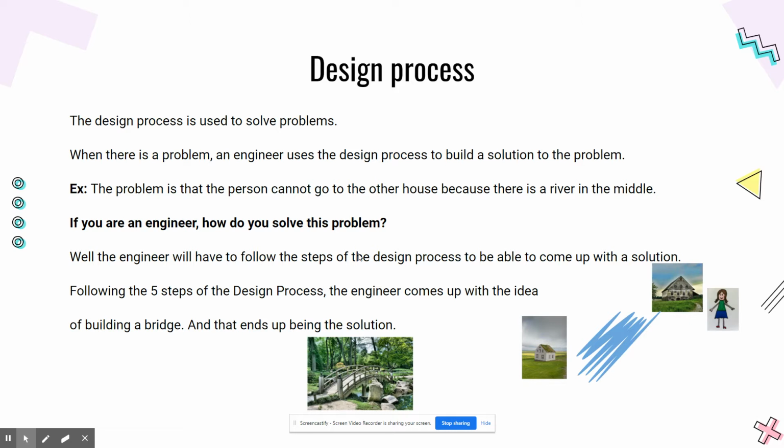Well, the engineer will have to follow the steps of the design process to be able to come up with a solution, right? So, following the 5 steps of the design process, the engineer comes up with the idea of building a bridge, and that ends up being the solution. So, the engineer will have to do each step of the design process, and it's going to end up creating a bridge. So the engineer builds a bridge, and that is going to be the solution to this problem. But the engineer can't build a bridge out of thin air. He needs to think about this, he needs to plan it, he needs to have steps when he's going to create it. And that's why he uses the design process to create the bridge.